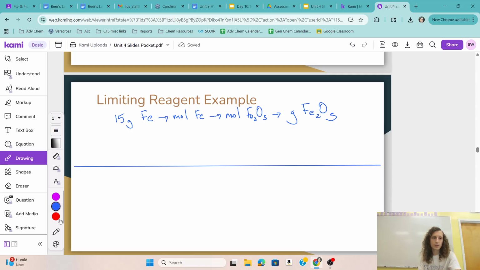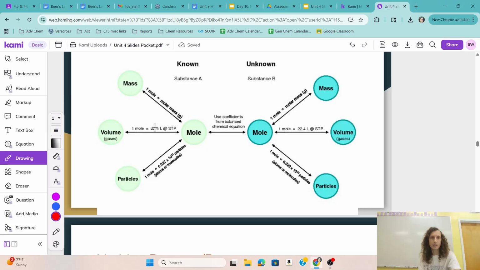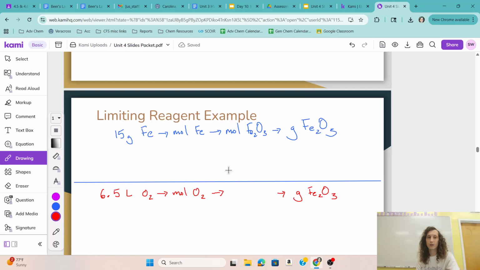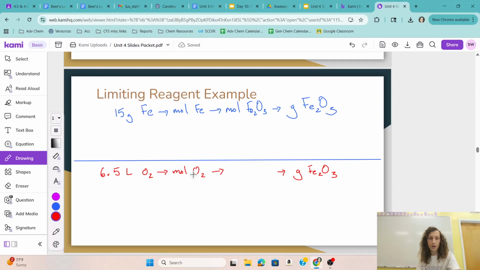The other option is, what if we say how much will the oxygen make? So 6.5 liters of O2. And we're trying to end up, again, in grams of rust, Fe2O3. Same thing, we're going to need to find moles of oxygen using not the molar mass, but the liters to moles conversion, which is that if you are at STP, there are 22.4 liters of gas in a mole. And again, that's only for gases. So we have to be careful about the conditions we're given. But once we're in moles of O2, we find moles of the iron oxide, and bada bing, bada boom.